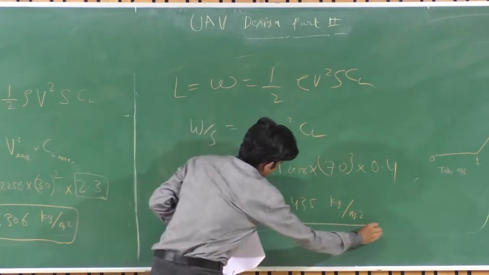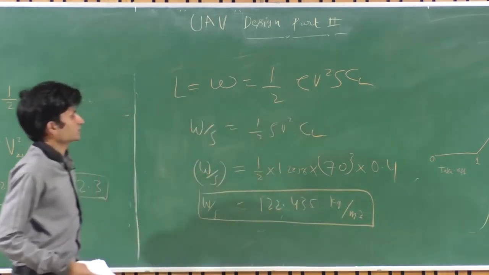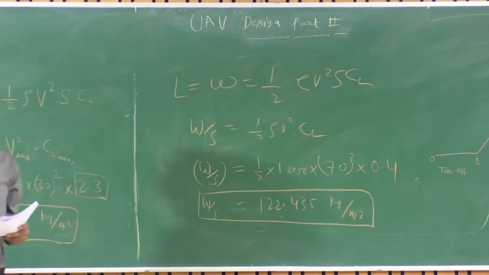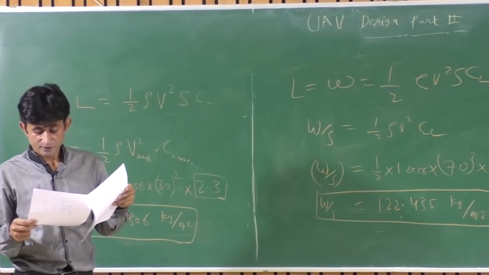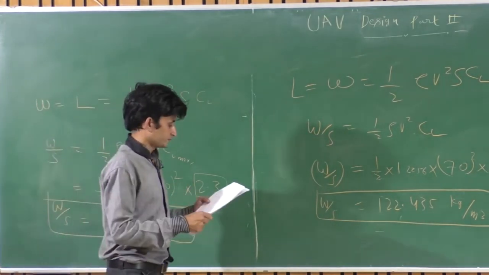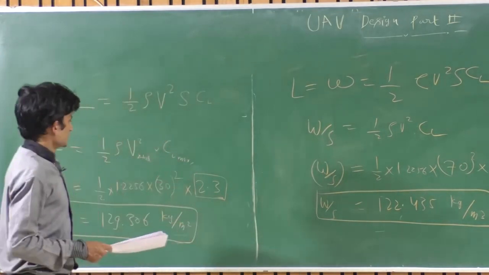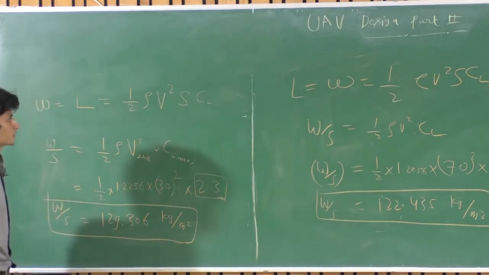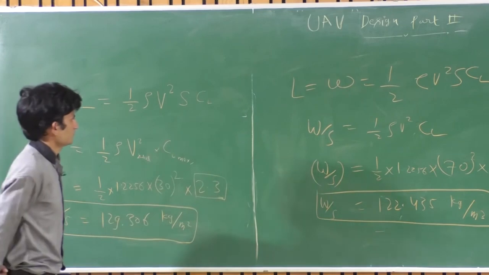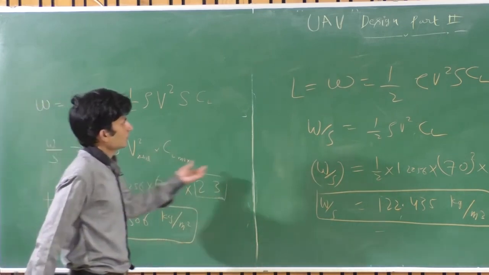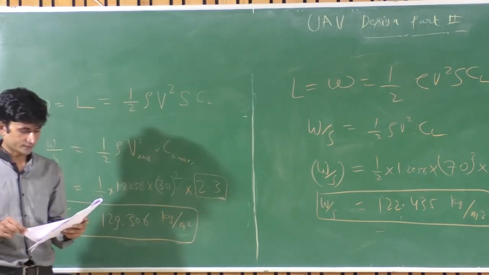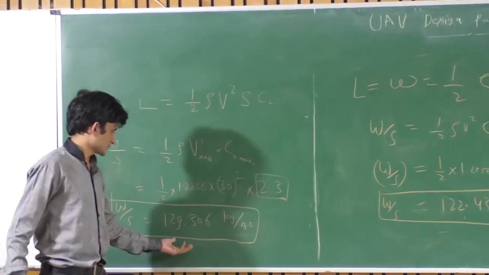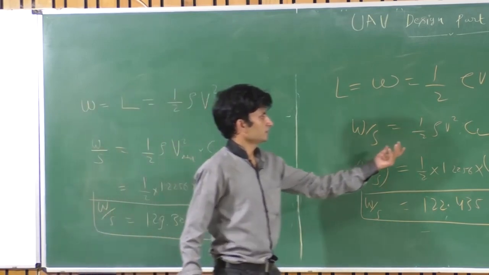This is your W by S at cruise speed. Because if you remember at the start of the lecture, the cruise speed is also given as a mission requirement, the design speed. The design speed is 70 meters per second, remember. So with these two approaches I have calculated wing loading: one is the stall approach, and one is the design speed, okay? Stall speed, design speed, okay? From these two approaches we have calculated. And since we are deflecting the flaps, that means this is nothing but the takeoff phase and this is nothing but the cruise phase, okay?